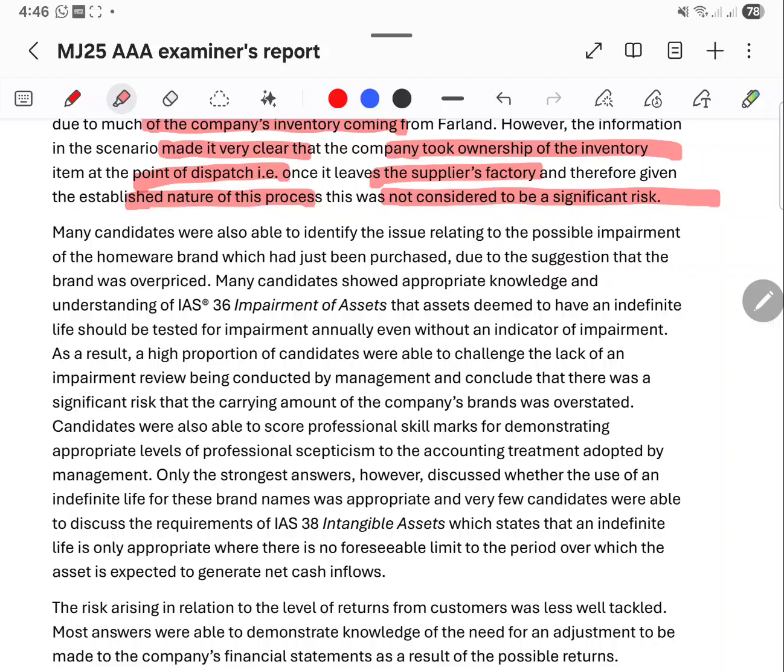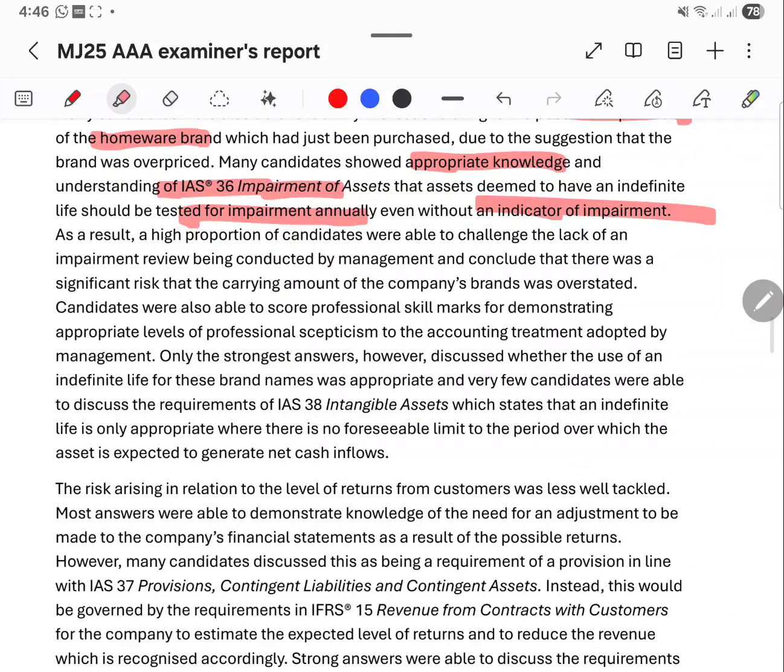Many candidates were also able to identify the issues relating to the possible impairment of the homeware brand which had just been purchased, due to the suggestion that the brand was overpriced. Many candidates showed appropriate knowledge and understanding of IAS 36, that intangibles with an indefinite life should be tested for impairment annually, even without an indicator of impairment. As a result, a proportion of candidates were able to challenge the lack of impairment review being conducted by management, and conclude that there was a significant risk that the carrying amount of the company's brands was overstated.